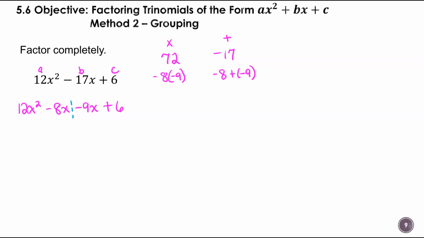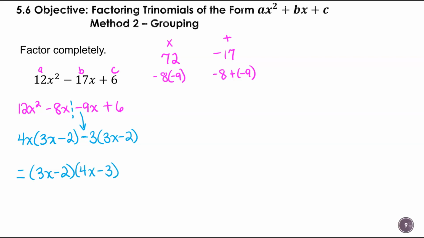Okay, then we group, and so we take out the common factor for the 12x squared and the negative 8x, which would be a 4x. That leaves me 3x minus 2. And then on the second pair, remember this negative has to come here, right? Don't forget that. And I'm going to factor out a negative 3. So that leaves me with a positive 3x and a negative 2. And then in factored form, 3x minus 2 is my common binomial, and my other binomial is 4x minus 3. And then we have it factored, and it's in factored form. That's it.